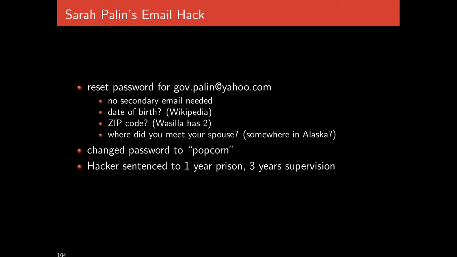Well, when was she born? She's a public person, so that was on Wikipedia. What is her zip code? Well, she lived in a town in Alaska that has two zip codes. A zip code is the American equivalent of a postal code. There were two in her area, so that very quickly narrowed down the range of possible values. And next question, where did you meet your spouse? Well, if that's not a matter of public record, having been said at some campaign event, the answer is probably a city in Alaska somewhere. And again, the number of possibilities there is not going to be overwhelmingly large.